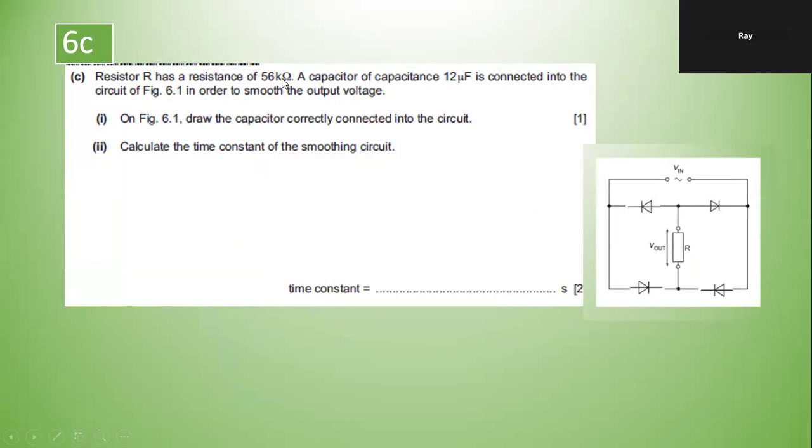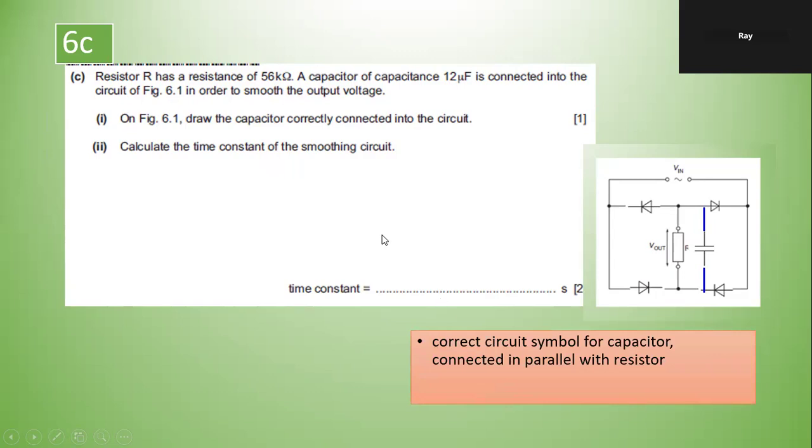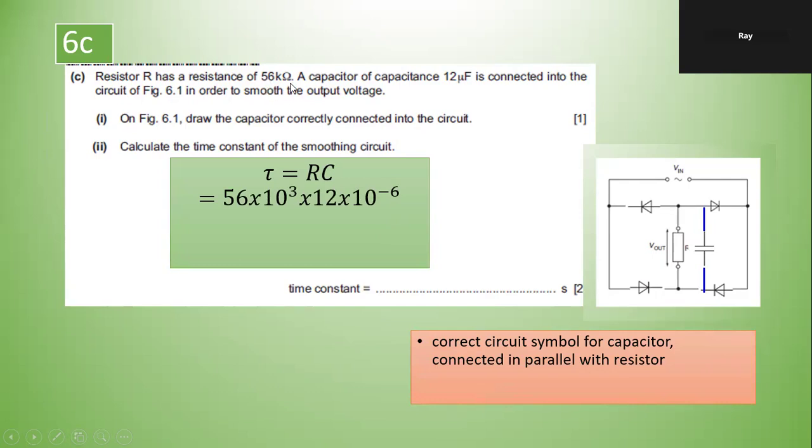Resistor R has a resistance of 56 kilo ohm. A capacitor of capacitance 12 microfarad is connected into the circuit in order to smooth the output voltage. On figure 6.1, draw the capacitor correctly connected to the circuit. That's how it should be. Either this side or that side, same thing. Calculate the time constant as in the marking scheme. Tau equals RC. Yeah, that one. SI unit.